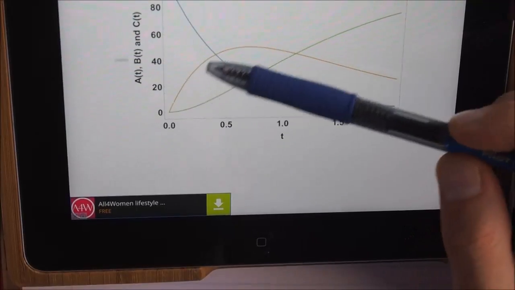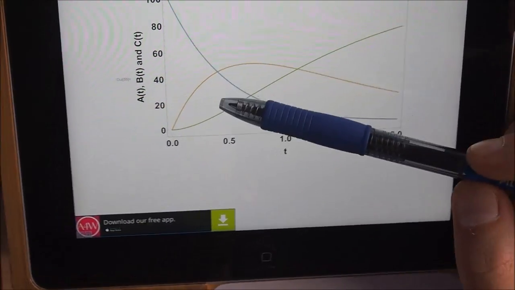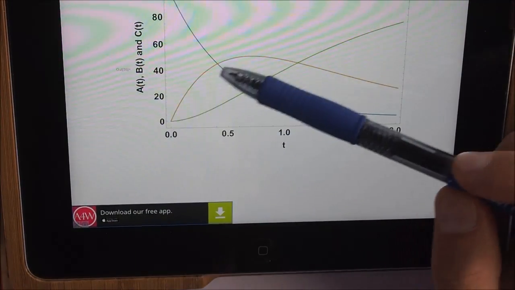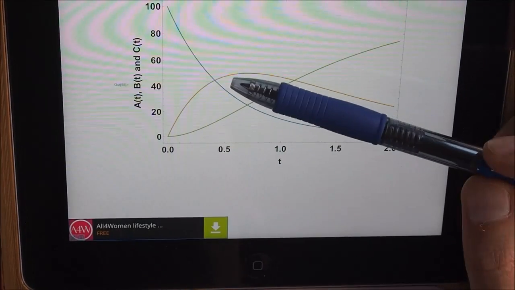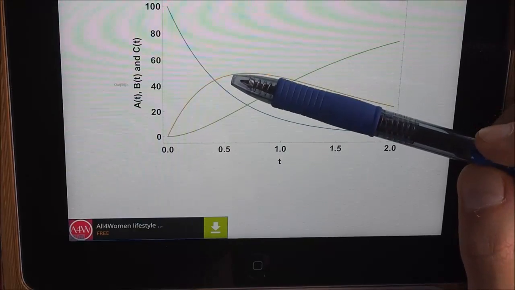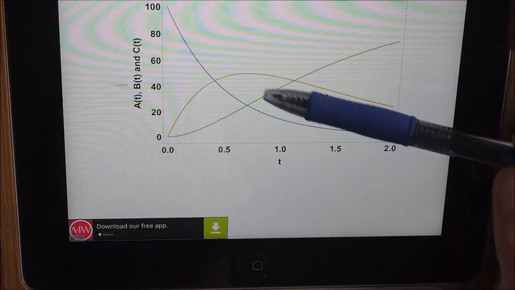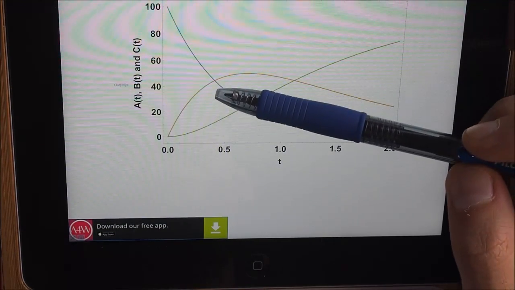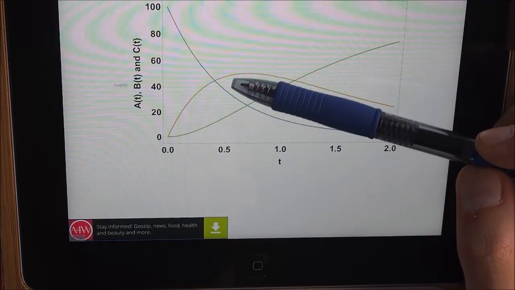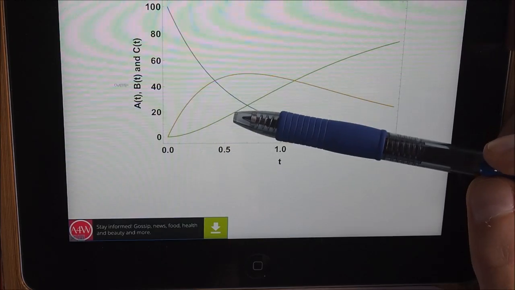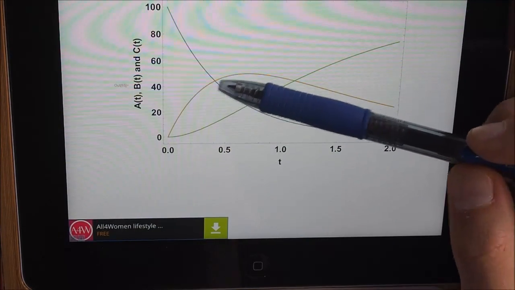B will initially increase until there's enough in B. So there's a point here where it reaches its peak. There's a point where there's enough substance in B that the rate at which it is decaying, the minus beta, is faster than the rate that's coming in. So it'll reach a peak, and the rate at which it's coming in is no longer bigger than the rate at which it's going out, and so it'll decrease.